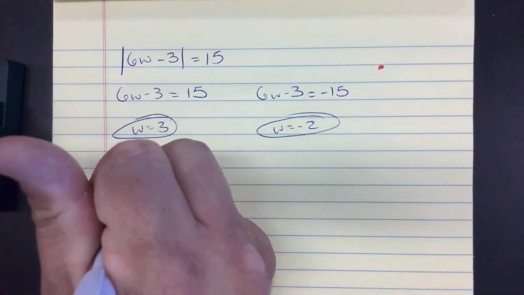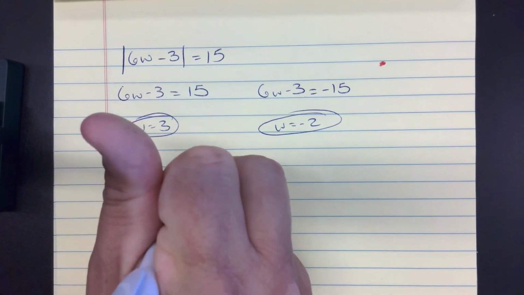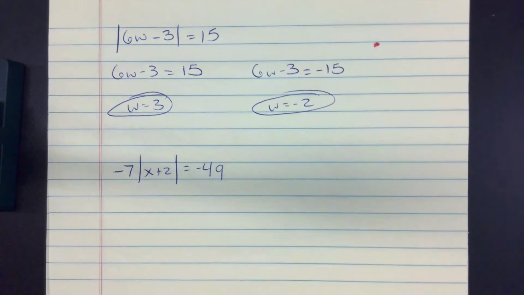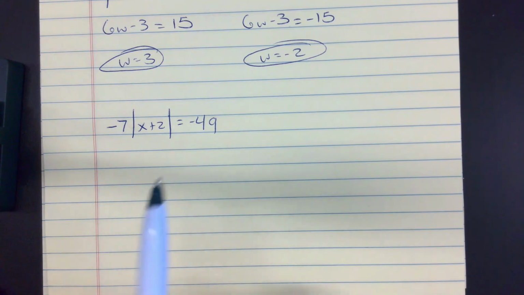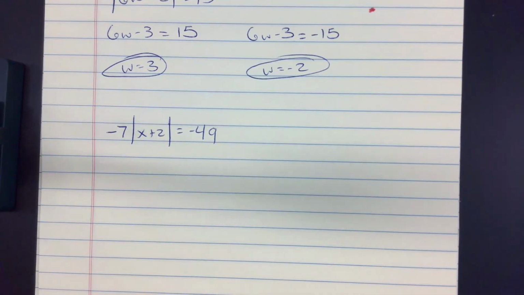All right, let's get a little bit tougher here. We may see something like this. The first thing we're going to do is we have to get the absolute value alone. So everyone look at this problem, there's an issue. Does everyone see how there's a negative 7 next to the absolute value?